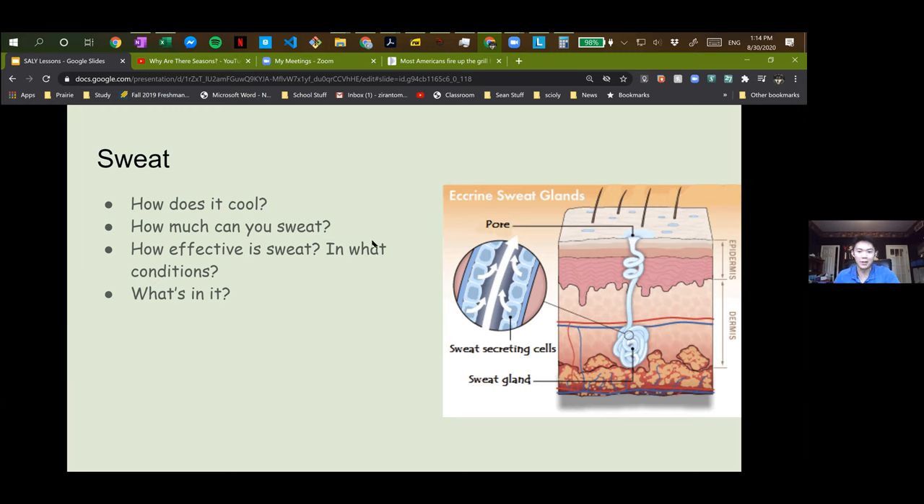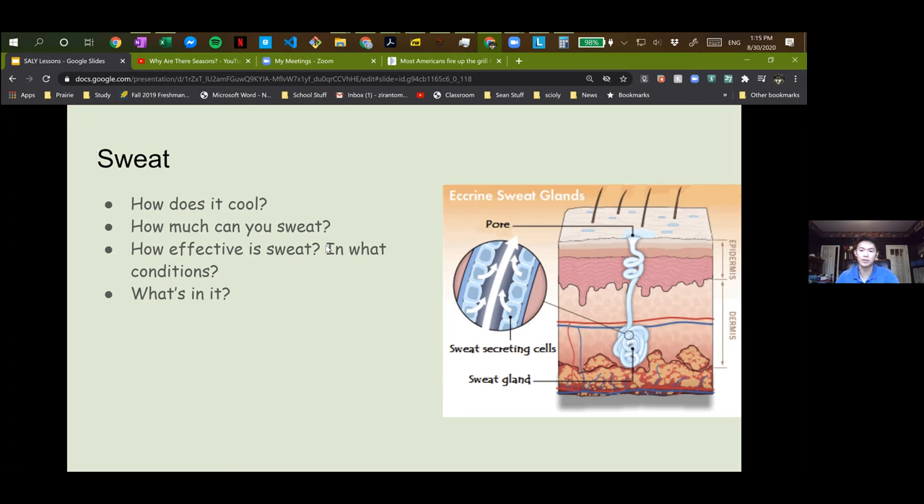Now, how much can you sweat? The maximum amount a human can sweat during a day is about 3 liters, but that's only in very, very hot conditions and also very dry conditions. And if we're looking at how effective sweat is, water can actually cool you down 7 times faster than if you were just using a fan and it was very dry. The problem, though, is that sometimes the outside air is a little too wet.